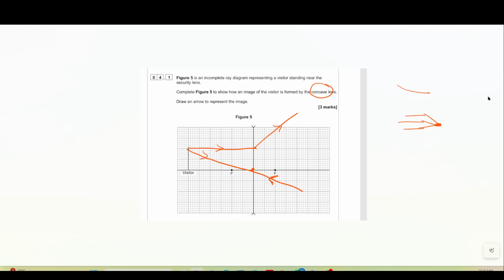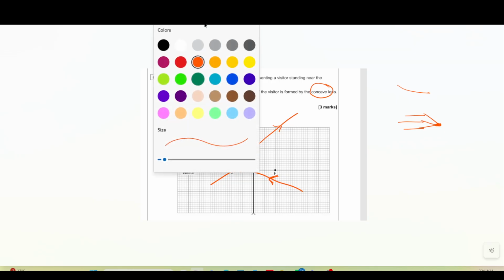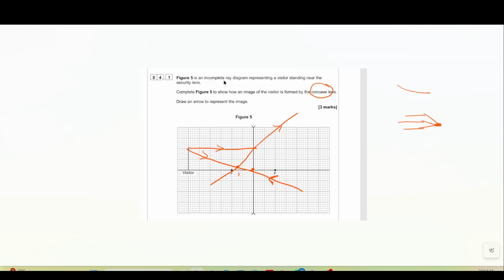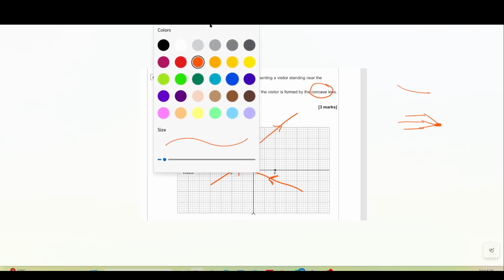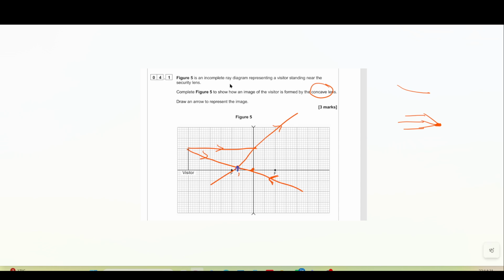I'll put it here. Now, the image is where both rays are meeting, so if I converge it back to this point where these two rays are meeting, at this point I think I should use a different color. If I do it like this, at this point it is meeting, right? Yeah. So this is the image.